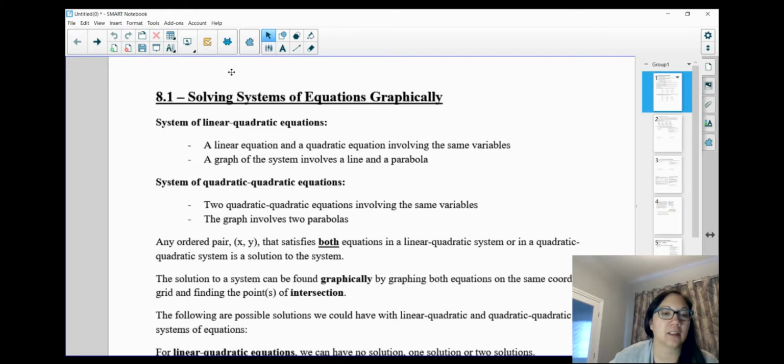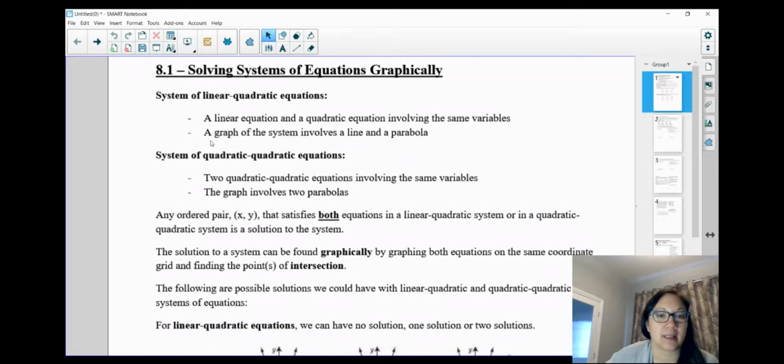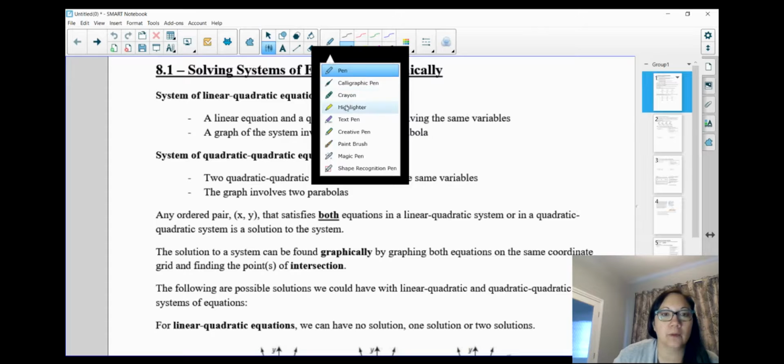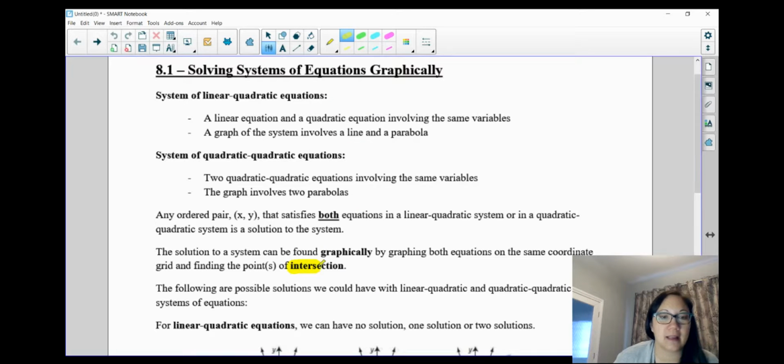So a solution to a system is a pair that satisfies both equations. In other words, it's a point that can be found, or points that can be found on both graphs. And probably the most important word out of this whole first thing is intersection. So the solution to a system can be found graphically by graphing both of the equations on the same grid and finding out the point or points of intersection.